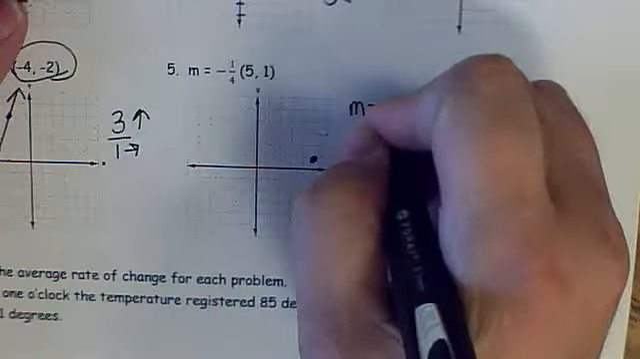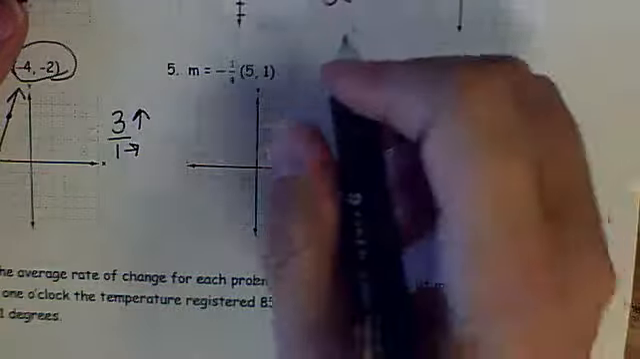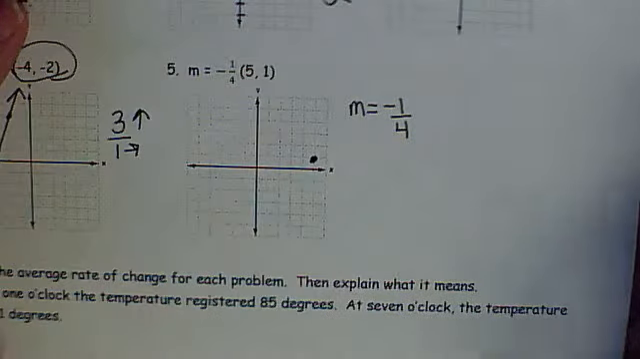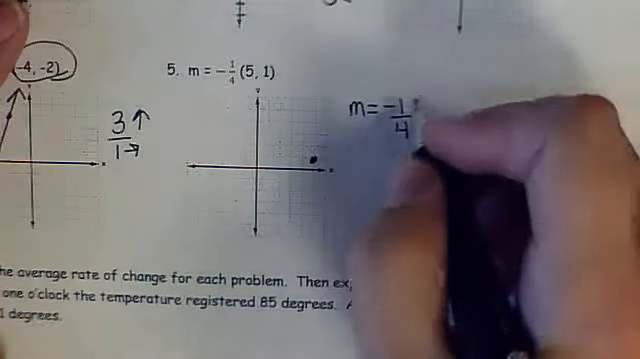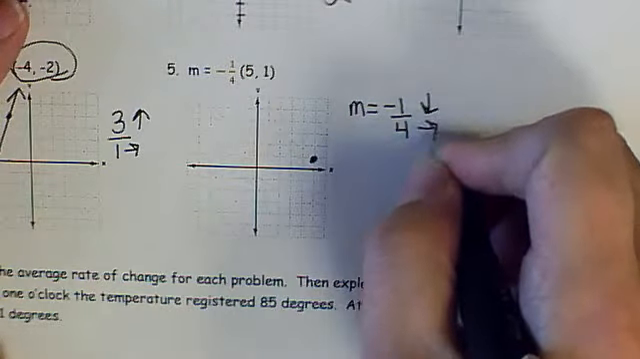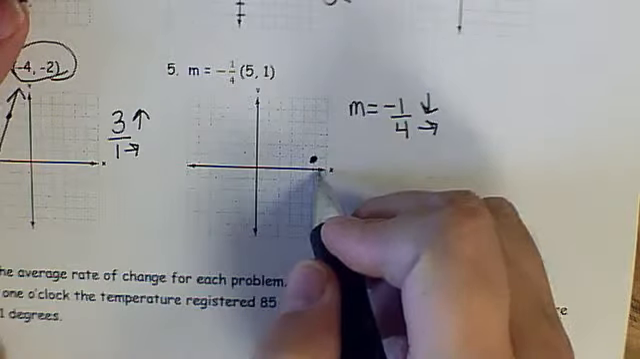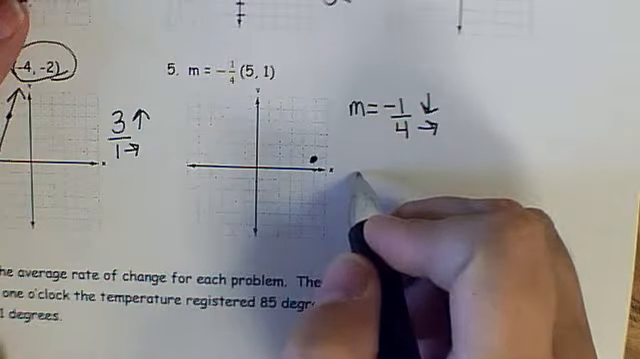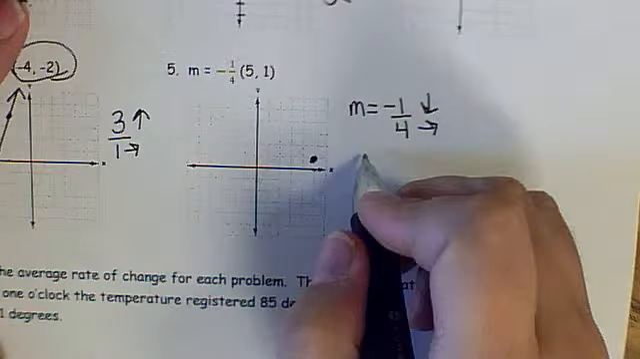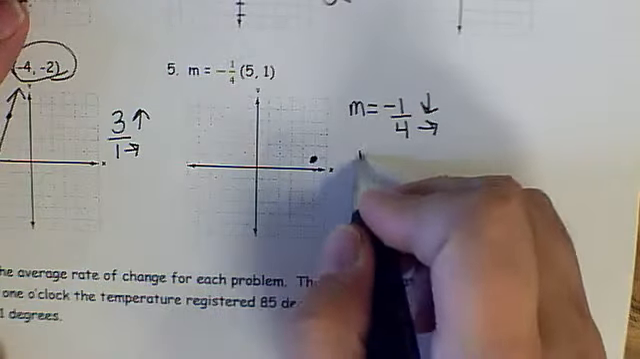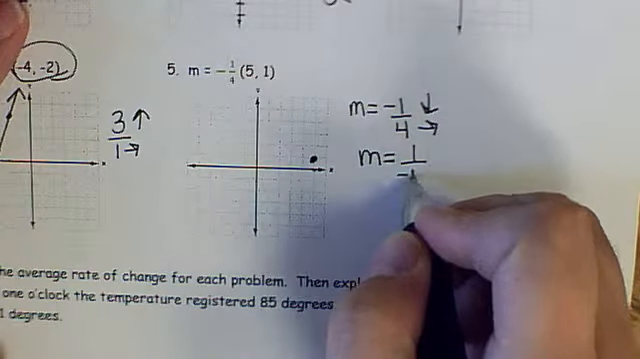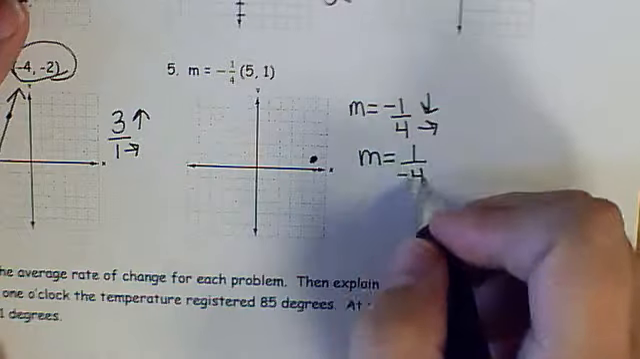Our m of negative 1/4, I'm going to move that negative sign to the top. Remember I said I do that every single time? I move it to the top because it's easier to remember. Okay, so negative 1/4 means go down 1 and right 4. When I try to go down 1 and right 4, I'm way off the graph. So instead of putting the negative sign at the top, because of my graph, where should I have put it? At the bottom.